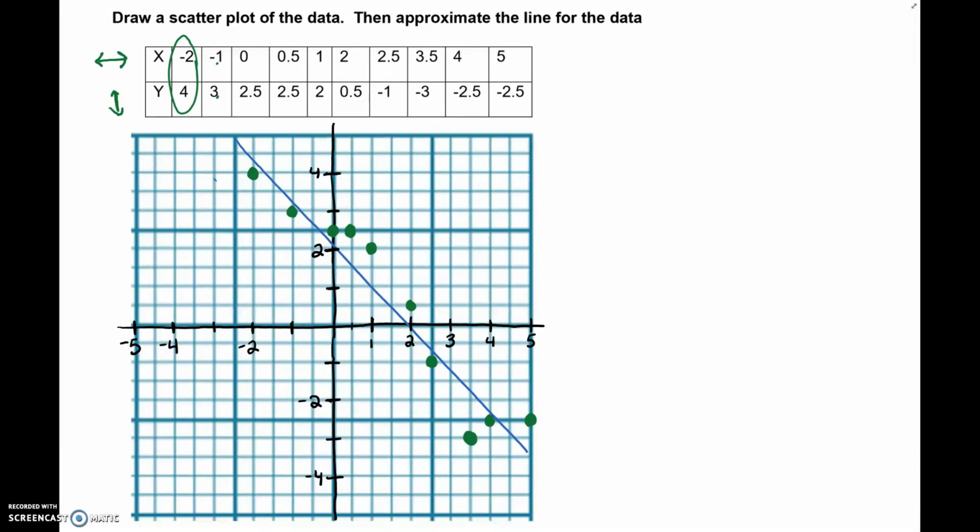Okay, my next goal is to find 2 points on the blue line that I drew. And you don't just want to say, oh, that point right there, because that point is not something that you can easily find. As you're looking along this line, look for places where the line that you drew perfectly goes over the grid. Like this would probably be a good point for me to pick.